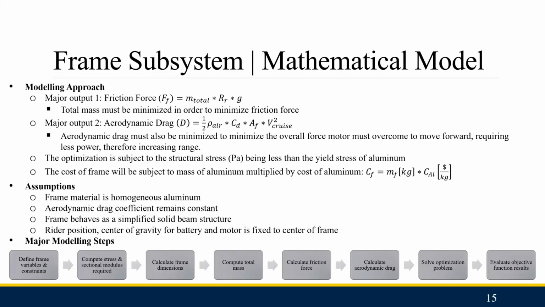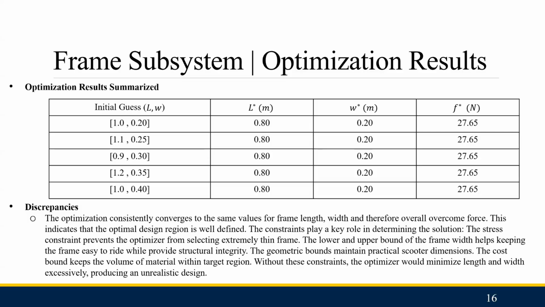Here we got some assumptions. Basically, the frame material is homogeneous. The aerodynamic drag coefficient remains constant. The frame behaves as a simple solid beam structure, and the position of the rider is in the center of the frame. The optimization consistently converges for the frame length of 0.8 meters, the width 0.2 meters, and therefore an overall overcoming force of 27.6 newtons.